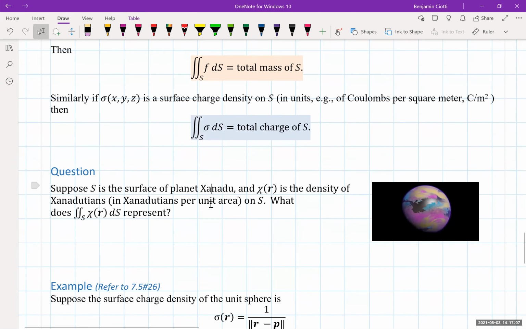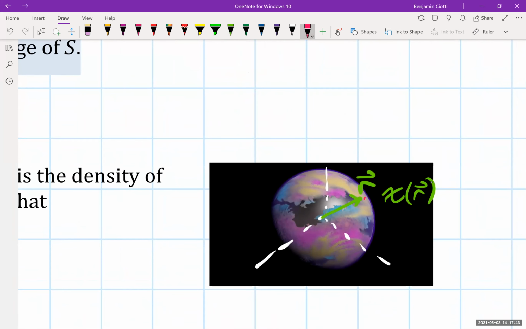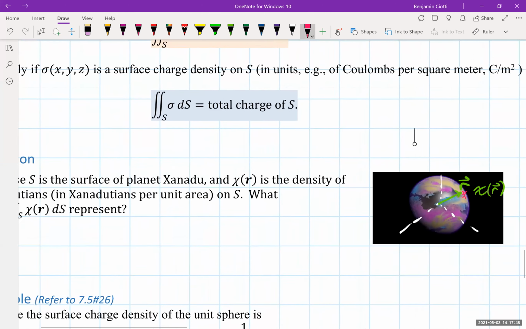Planet Xanadu has Xanadusians on the surface at a density given by chi. Chi of r is the density of Xanadusians at a position r on the surface. Like if this is planet Xanadu, and maybe you're at some position right there, then chi is the density of Xanadusians. Xanadusians, so they're little aliens there on planet Xanadu.